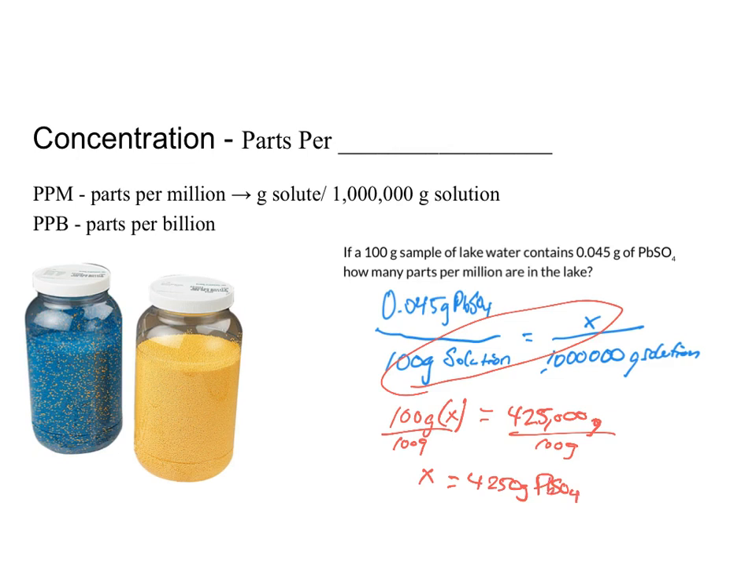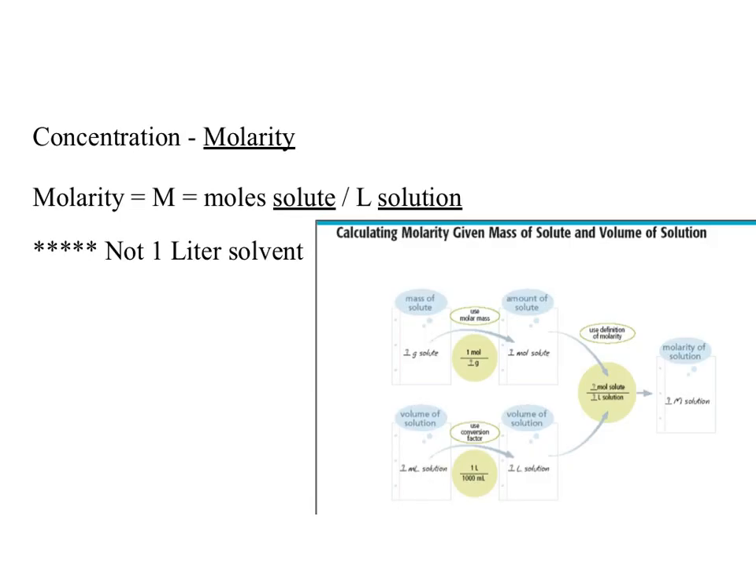And the way we would actually label this is that we would call it 4,250 ppm. That stands for parts per million. And if we were talking billions, obviously we change that m to a b. So the last, probably the most important concentration, at least for chemistry purposes, is concentration in molarity.